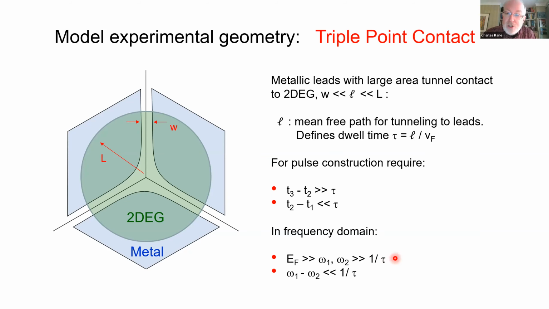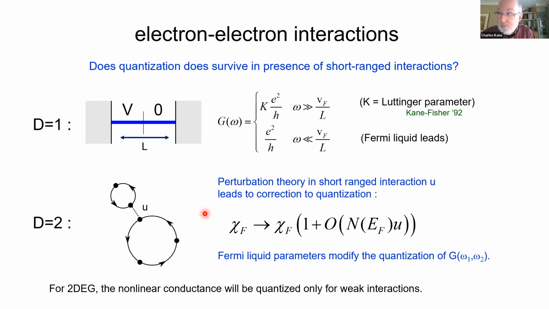Now, there's another issue, which is the role of electron-electron interactions, and this is something that you can also think about in one dimension. What happens if you have short-range electron-electron interactions? In one dimension, there's an old story that goes with this. If you have short-range electron-electron interactions, then you have a Luttinger liquid. Thirty years ago, I wrote a paper with Matthew Fisher where we pointed out that in a Luttinger liquid, the Luttinger parameter modifies the Landauer conductance. The calculation that we did was exactly this linear response Kubo formula calculation.